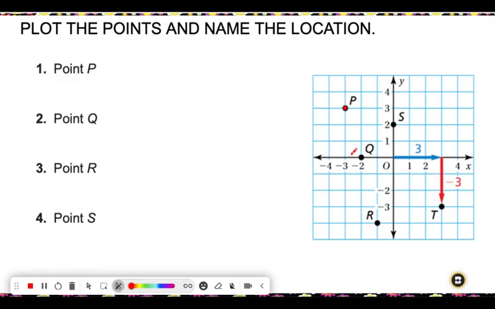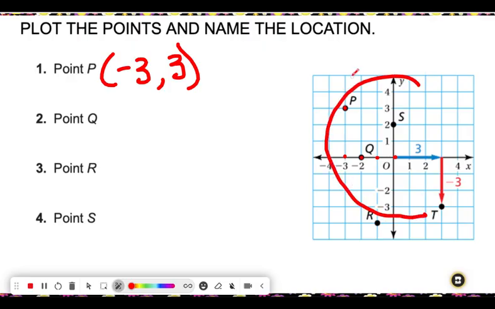Okay, so point P, we start at 0, we go backwards 1, 2, 3. So -3 because we went backwards. Now I go up 1, 2, 3. So (-3, 3), and then name the location. Remember, make a big C. 1, 2, 3, 4. So this is quadrant 2.